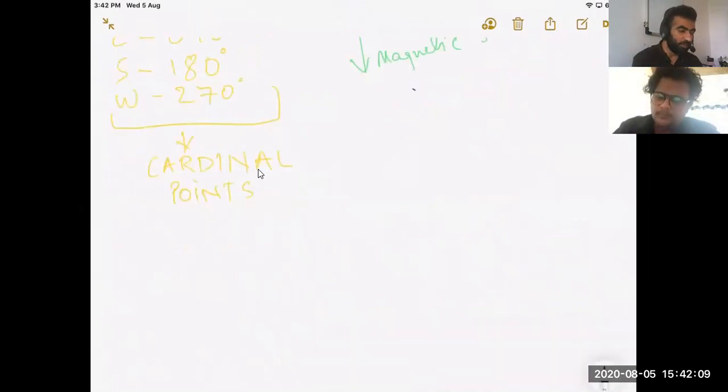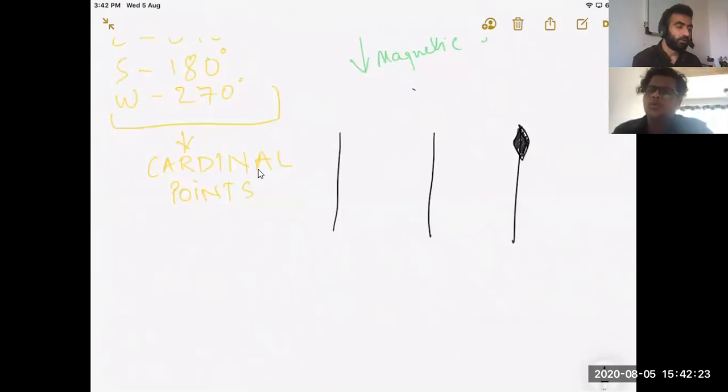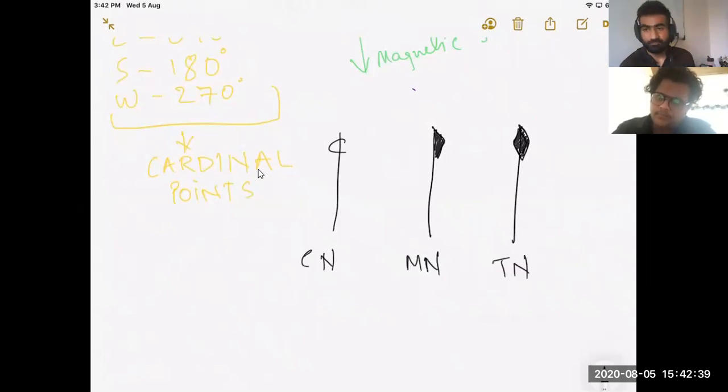There is a symbol given to all norths. A pointer with a full diamond, a pointer with a half diamond, and a pointer with the letter C. This is compass north, this is magnetic north, and this is true north.